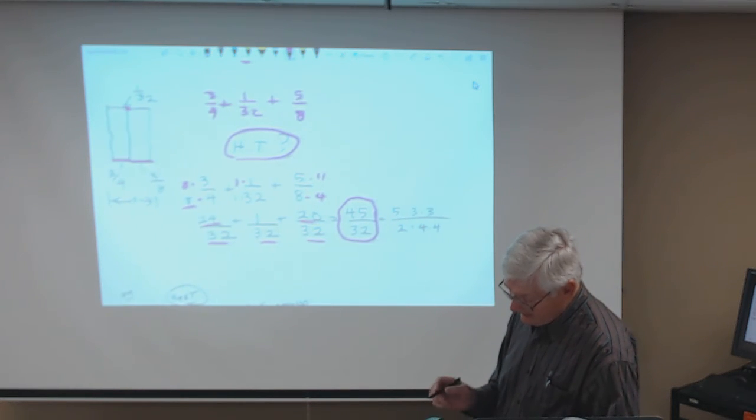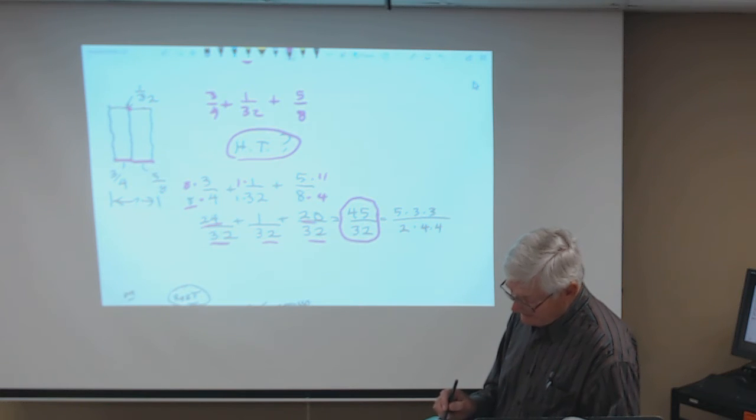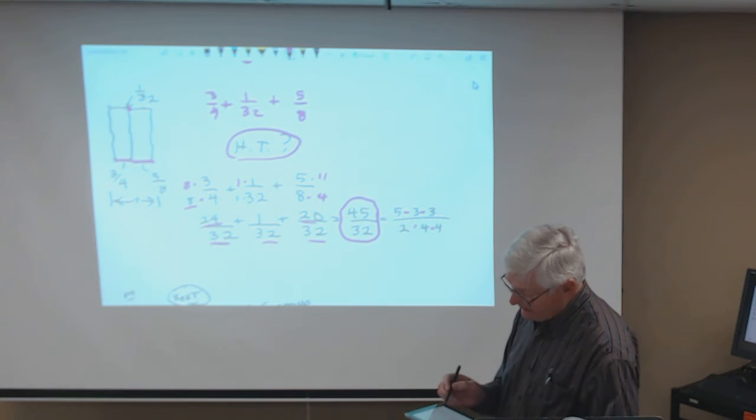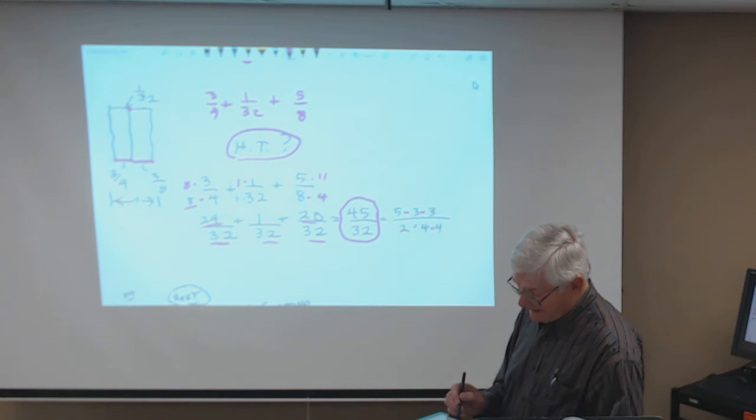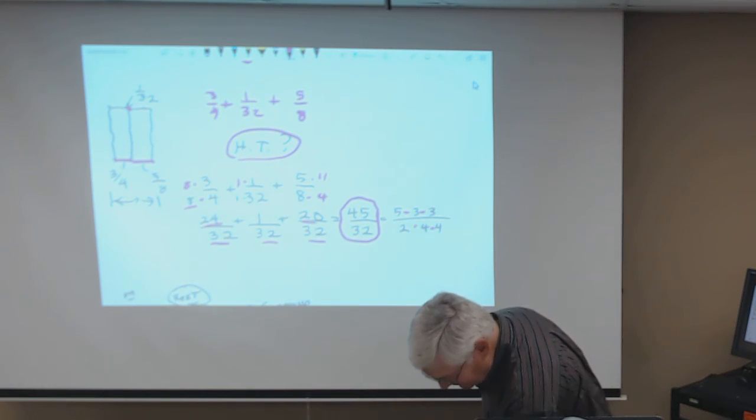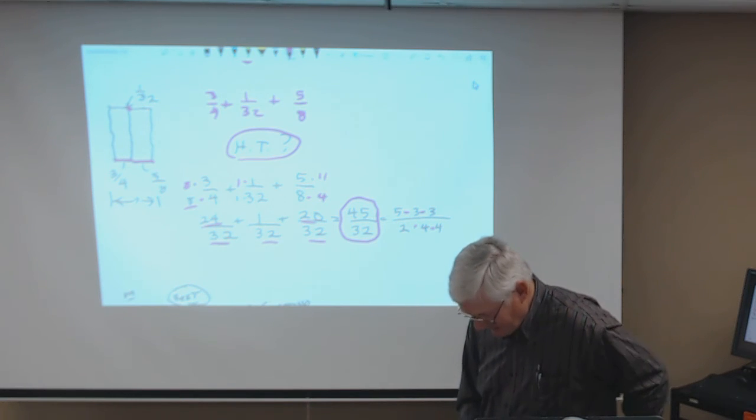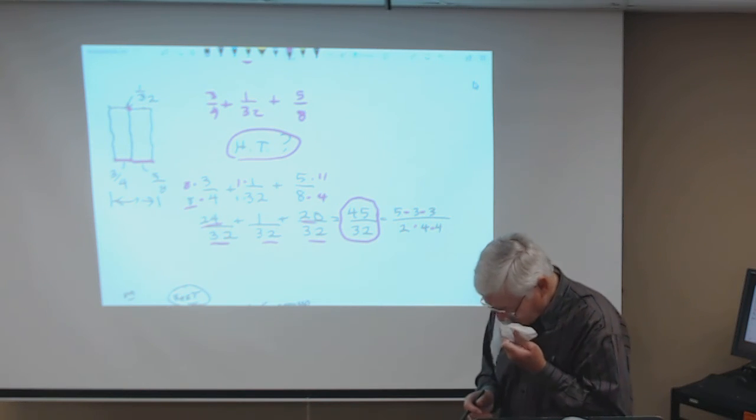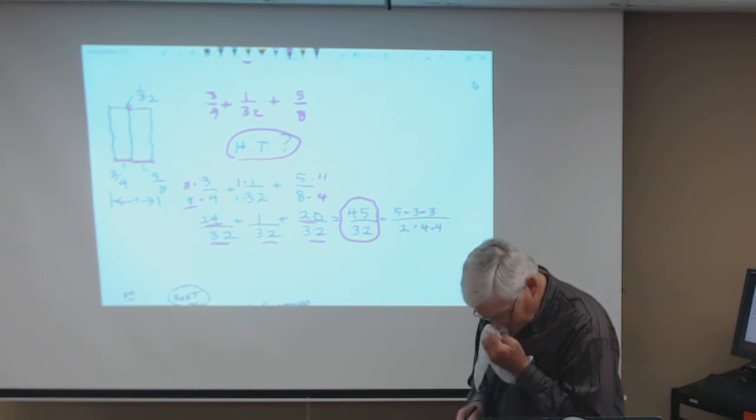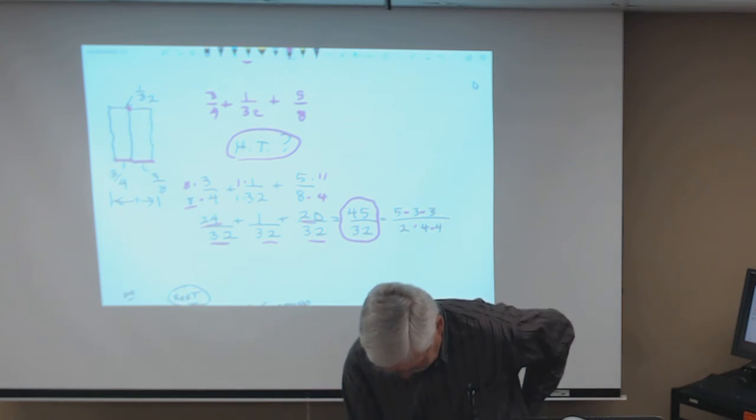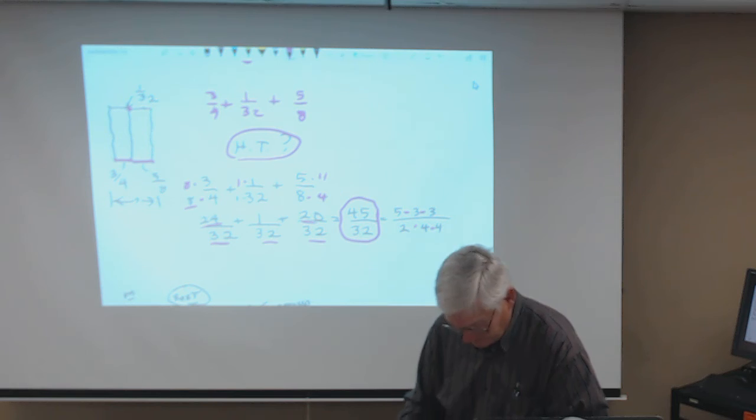But I can reduce that down. 45 is 5 times 3 times 3, and 32 is 2 times 4 times 4. No, it isn't. I can't reduce that down because nothing reduces. So that's my final answer right there. It just looked to me like I could reduce it down, but I can't because I factored it out, and there are no common factors to cancel. All right. Questions?